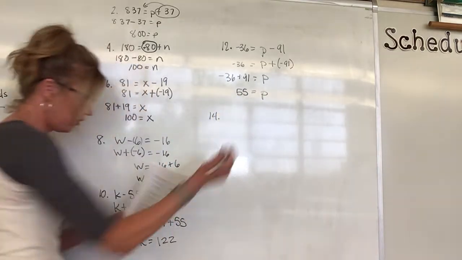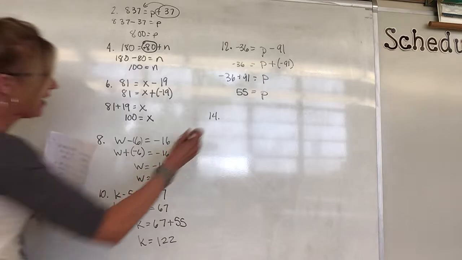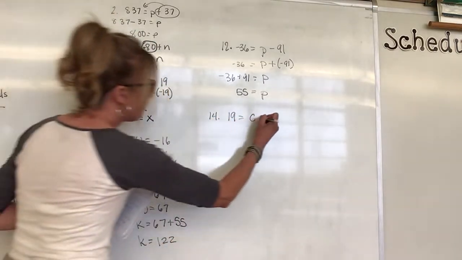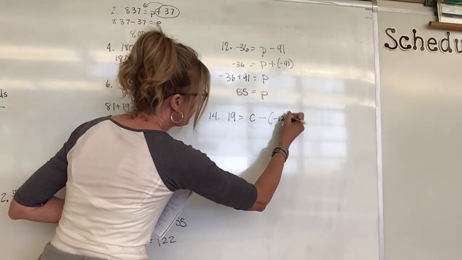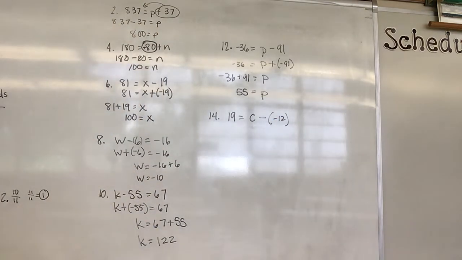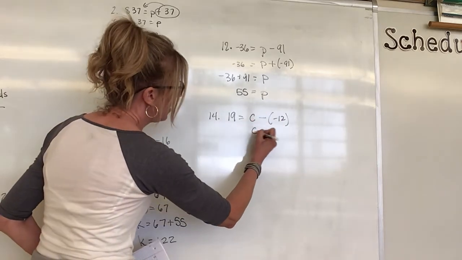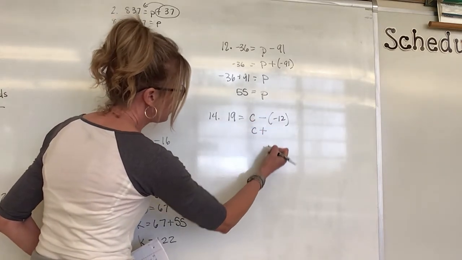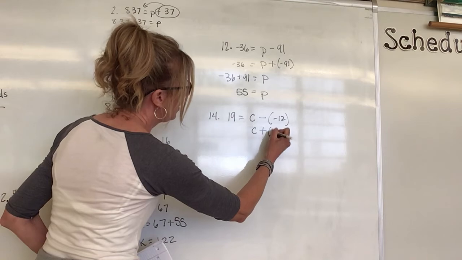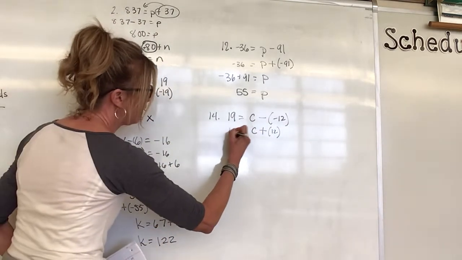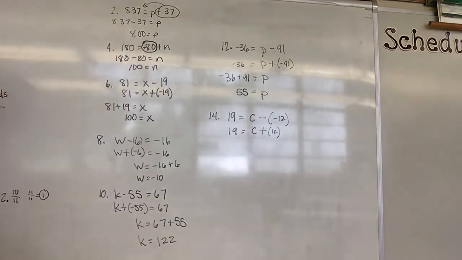Okay, let's do number 14. 19 equals C minus a negative 12. All right, let's just rewrite this first. Remember, this is a chop. Let's just rewrite it. C, bring it straight down. This turns to adding. Inverse, opposite, that would be a 12. We can put parentheses around it. We don't have to. It doesn't matter, whatever. Okay, 19 equals C plus 12.